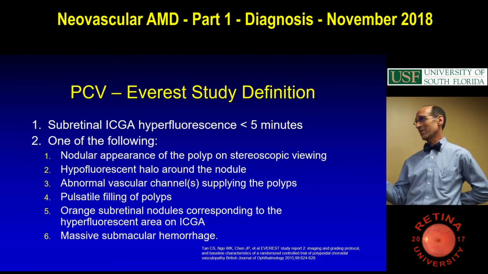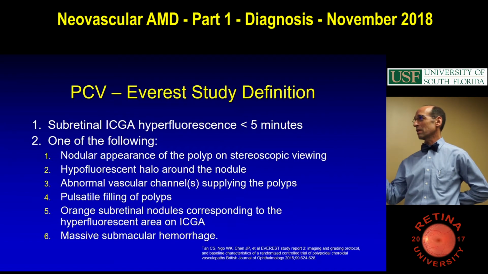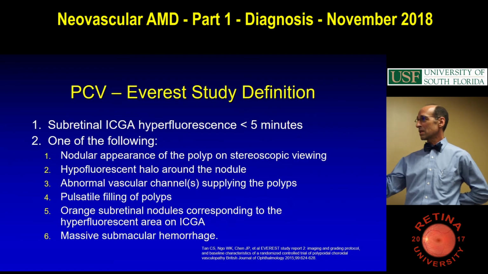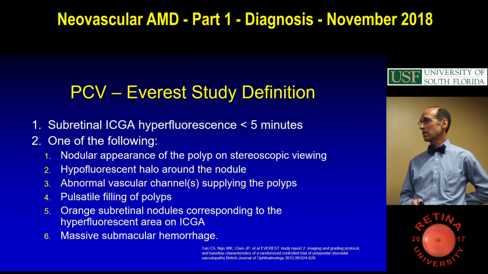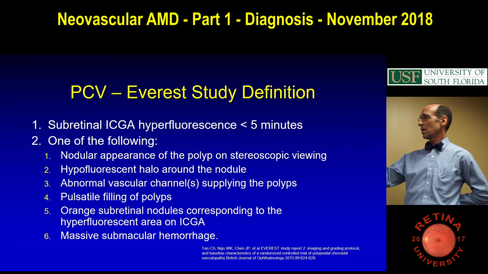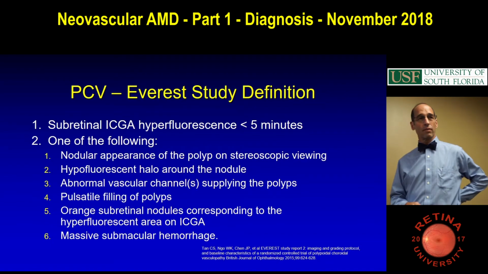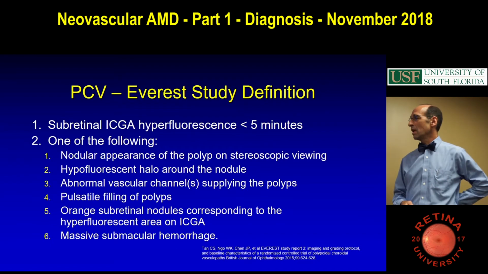It's unfortunately a little tricky because they have stereo viewing, which a lot of us don't have now, unless you're looking at the retina. So basically you need subretinal hyperfluorescence on ICG within 5 minutes if you're going to call it polypoidal, which that patient we looked at did have. And then you need one of these 6 things: either submacular hemorrhage, subretinal nodules, pulsatile polyps, the channels, a halo around a nodule, or nodular appearance of the polyps. I don't think that patient we saw had those. So I'm not so sure that was polypoidal.